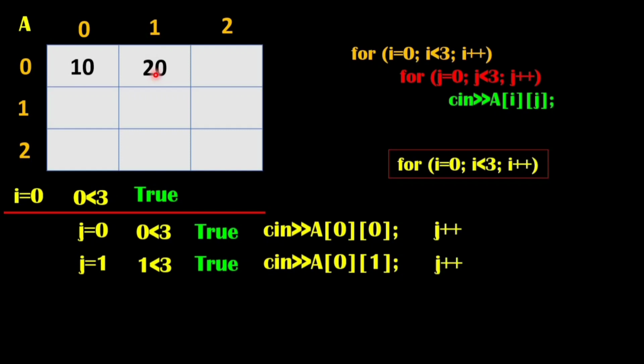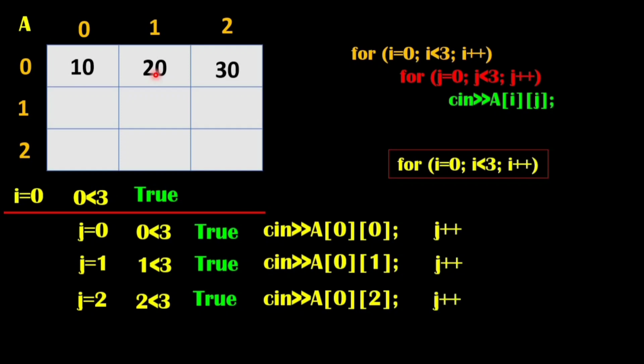j is incremented. j became 2 now. 2 is less than 3, that is true. Then you will enter the for loop. So cin a[0][2]. I will enter a value. The j value will be incremented. j became 3 now. 3 less than 3 is false. So the j loop will stop executing. It will go back to the i loop again because we have not finished with the i loop.